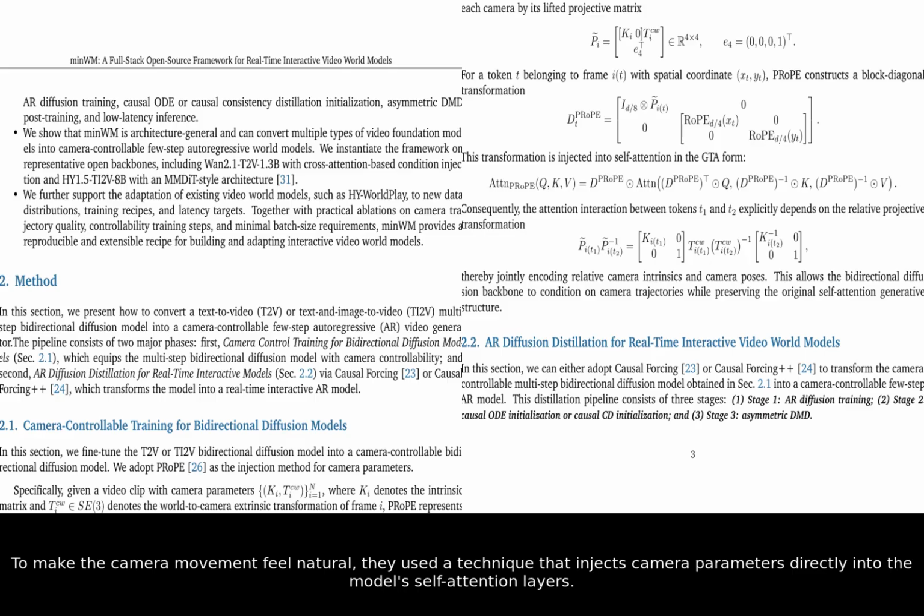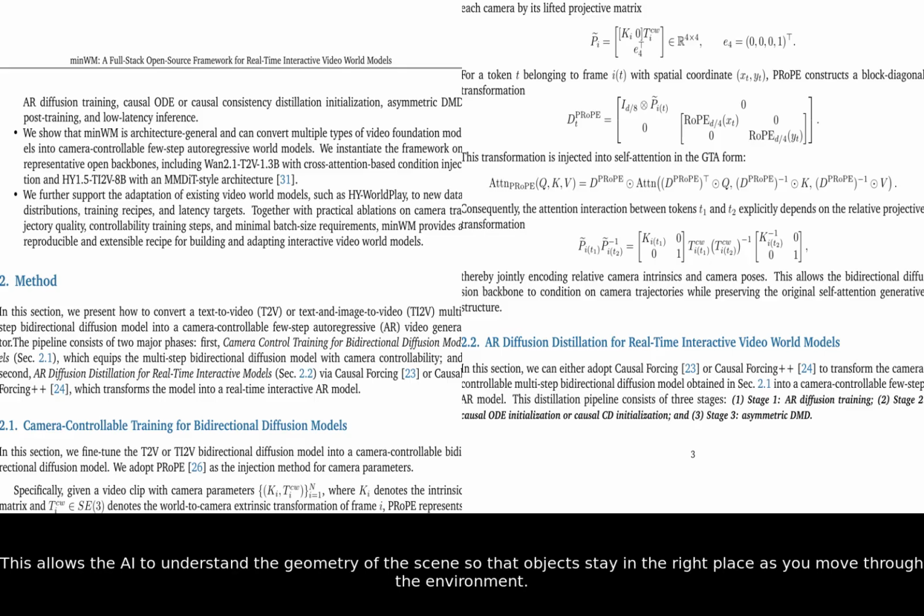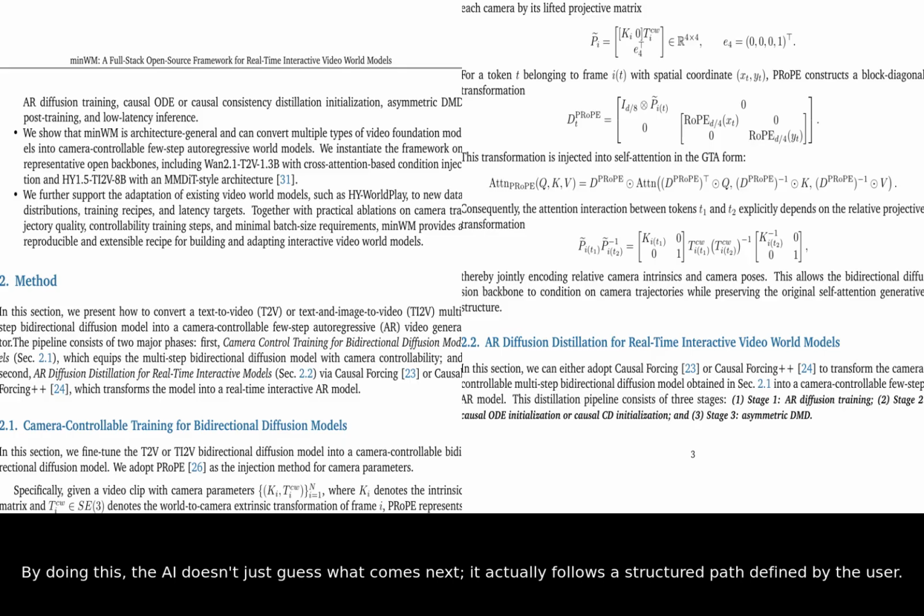To make the camera movement feel natural, they used a technique that injects camera parameters directly into the model's self-attention layers. This allows the AI to understand the geometry of the scene so that objects stay in the right place as you move through the environment. By doing this, the AI doesn't just guess what comes next, it actually follows a structured path defined by the user.